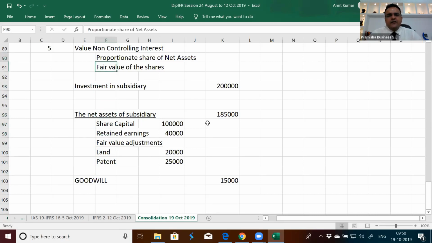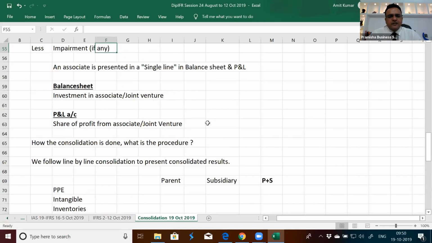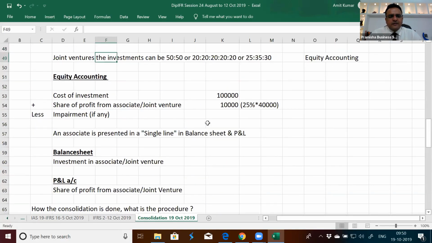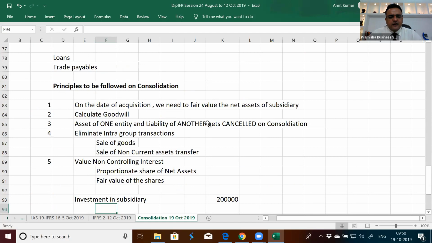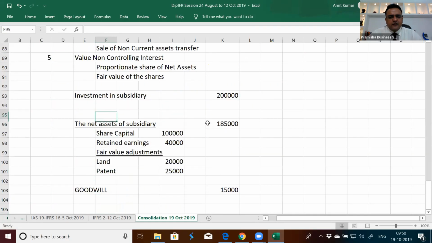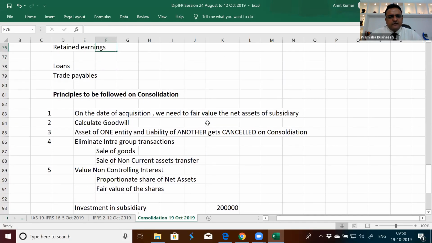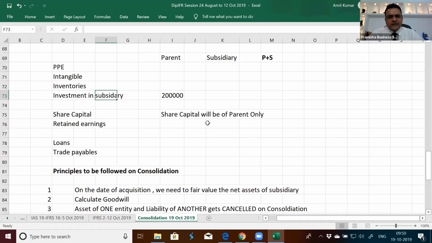These get cancelled with investment in subsidiary. Investment in subsidiary gets cancelled with the share capital of subsidiary and retained earnings on the date of acquisition. And in P plus S, only if there is any amount paid over and above the fair value of net assets, it is replaced with goodwill.